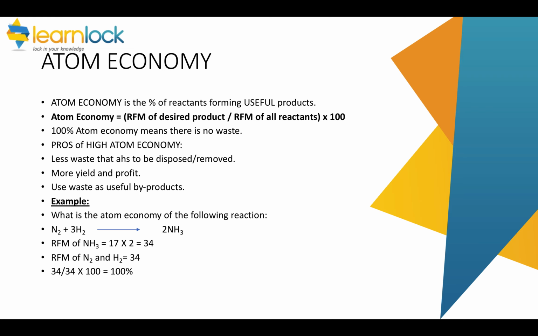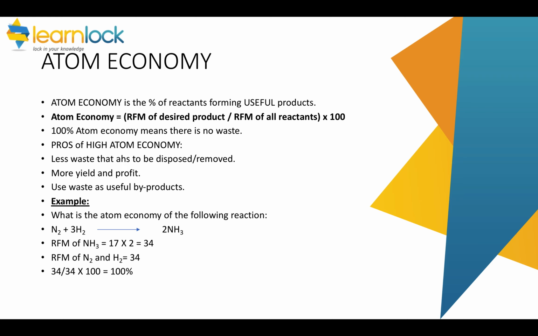Finally, atom economy. That is the percentage of reactants forming useful products. To find the atom economy, you would take the formula mass of the desired product divided by the formula mass of all the reactants and times it by 100. It is useful to have a high atom economy because it means there's less waste and there's more yield and profit. But you need to make sure that the waste that you do make can be used as byproducts.